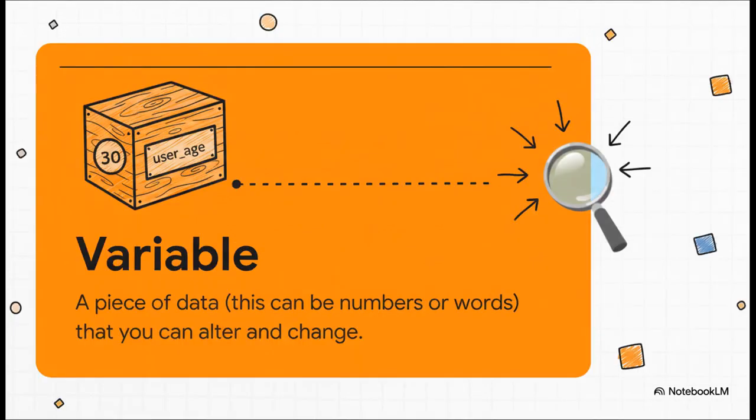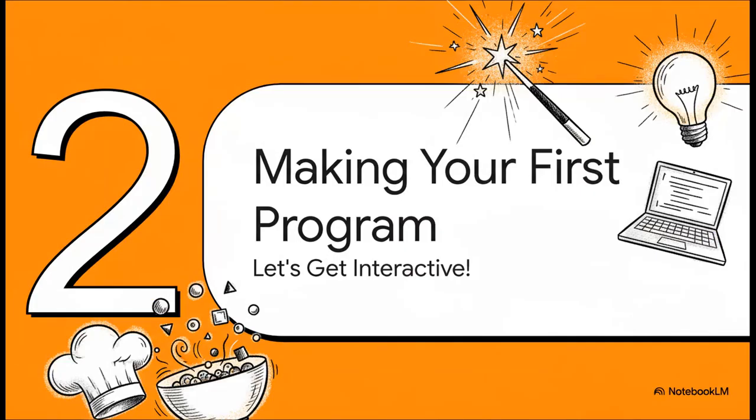Okay, now this next idea is one of the most important concepts in all of programming, the variable. The absolute best way to think about it is like a labeled box. You can slap a label on a box that says user age, and inside you can put the number 30. A variable is just a named container for a piece of info. The real magic is that you can change what's inside that box anytime you want, which is what makes our program so dynamic.